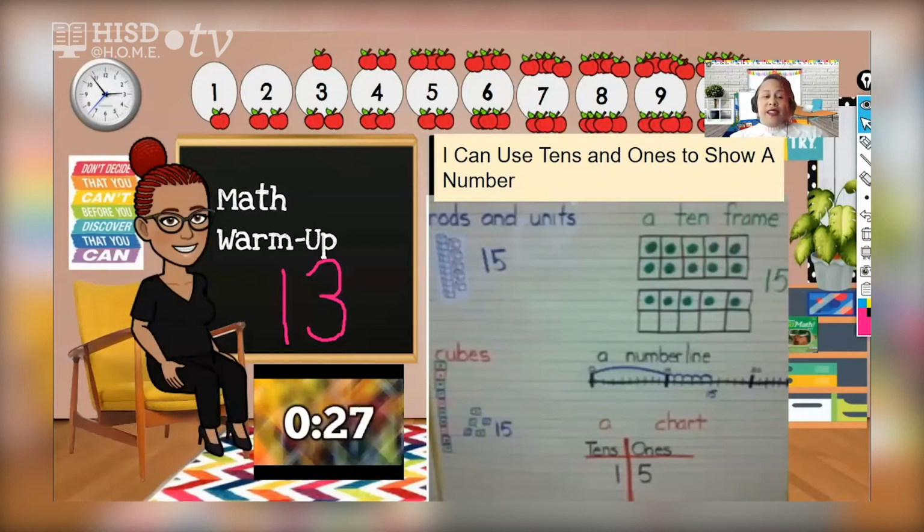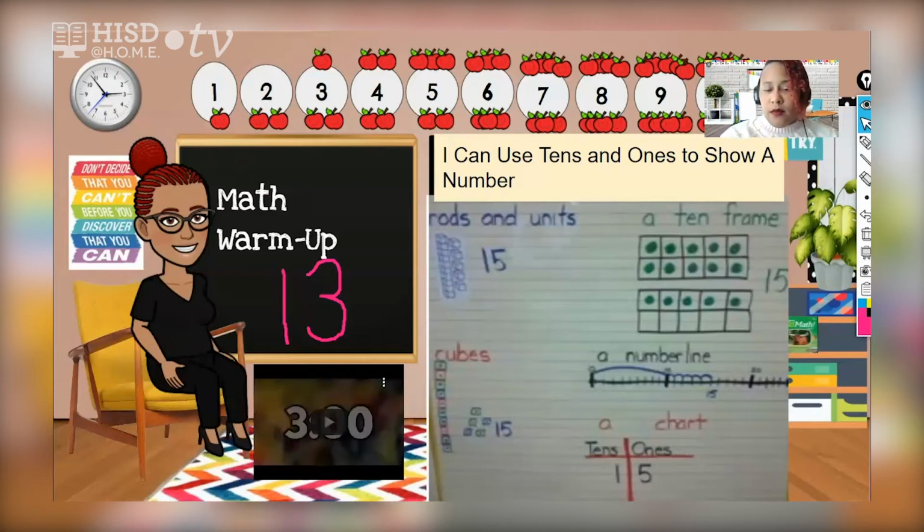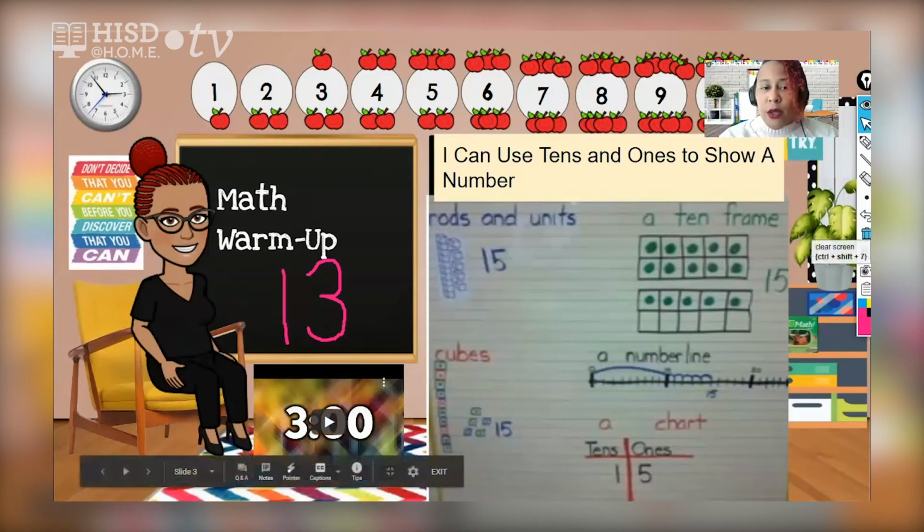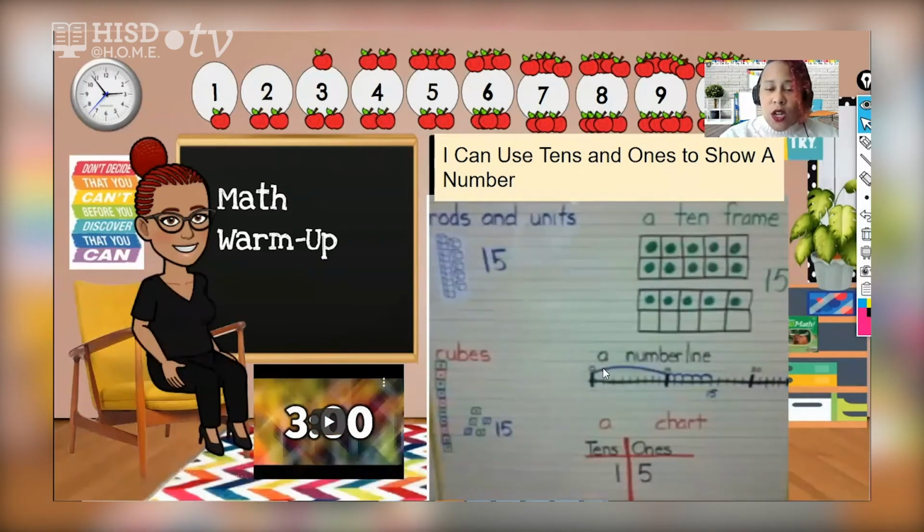Keep writing, just 30 seconds, mathematicians. You can do it. All right, you know what that sound means. That is our timer and our signal to let us know that time is up. Let's look at the different ways you could have modeled the number 13 using tens and ones.